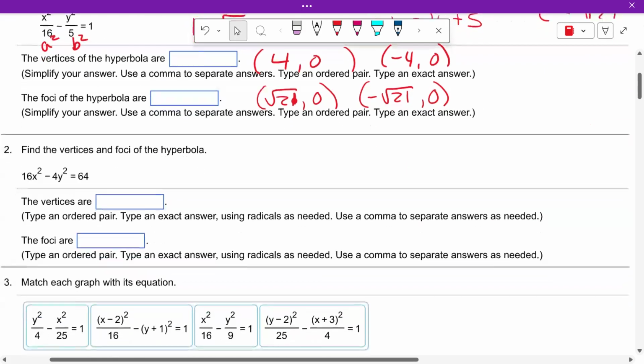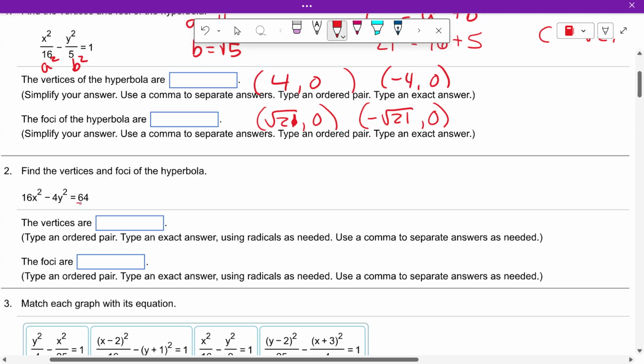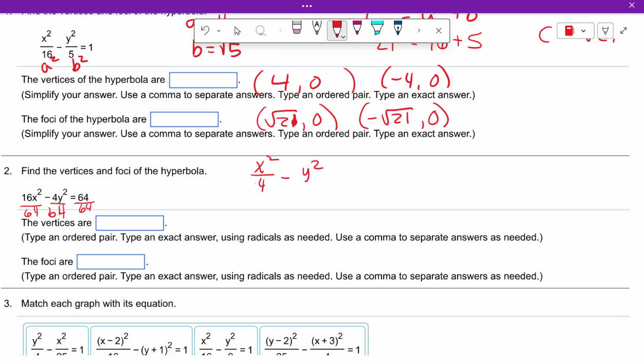If it's not equal to 1 at the start, you have to divide so that it's equal to 1. So this one is x squared over 4 minus y squared over 16 equals 1. So your vertices are going to be here. You're going to use your positive ones to find your vertices. What's the square root of 4? So they're going to be at (2, 0) and (-2, 0).